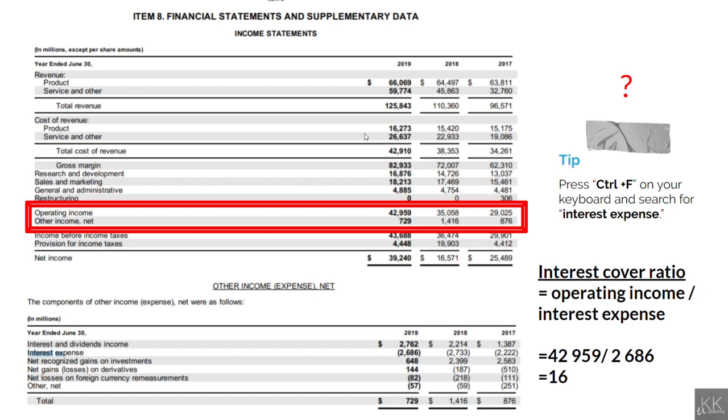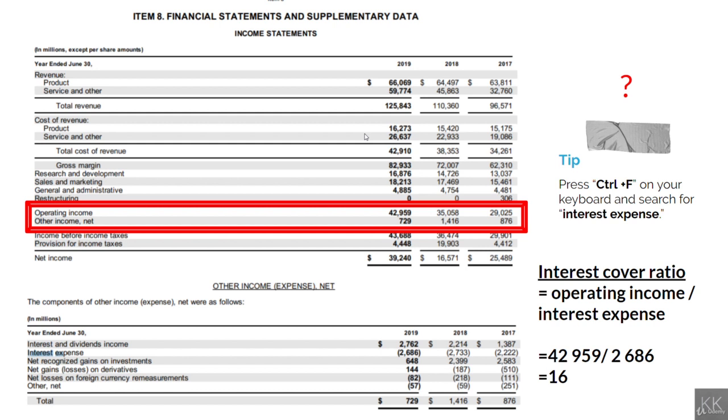You can't, right? It is not like that for all companies, but in this case you cannot find the amount. So in order to find the interest expense, we will press Ctrl and F on our keyboard at the same time and type in the words interest expense. Keep pressing enter until you come to a table like the one at the bottom of this slide. As you can see, this table breaks down the line item other income, net, in the income statement. If we take the figure for operating income and interest expense, we can now calculate the interest cover ratio.